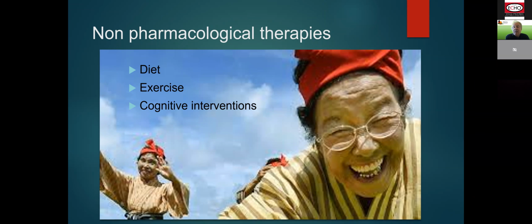Their diet is very vegetarian forward. It's a very Mediterranean style diet, lots of sweet potatoes, as it turns out, and other vegetables, and a smattering of seafood. Next slide, please.